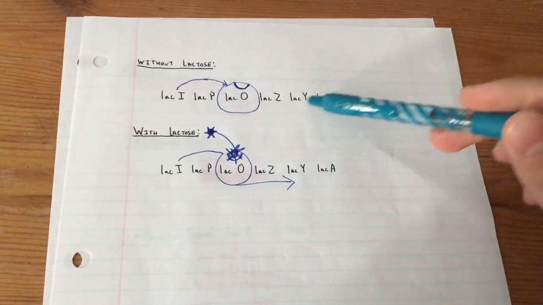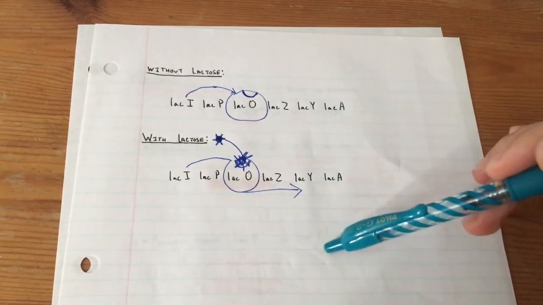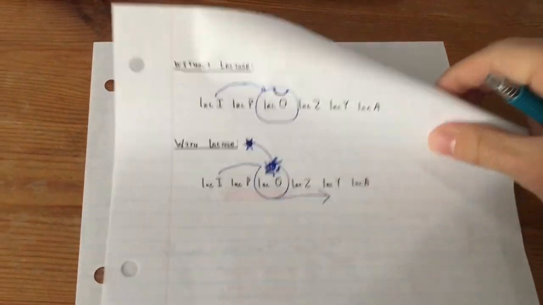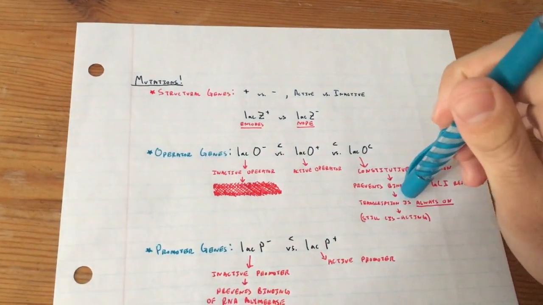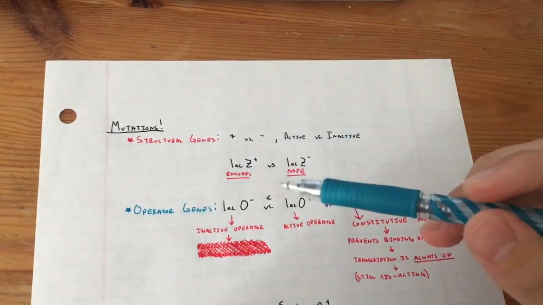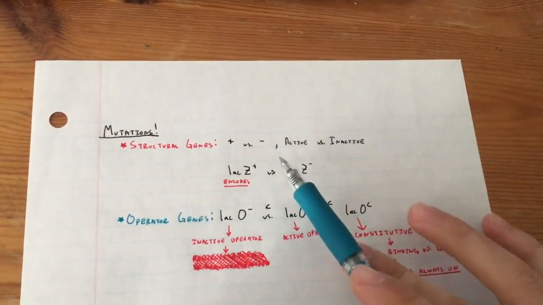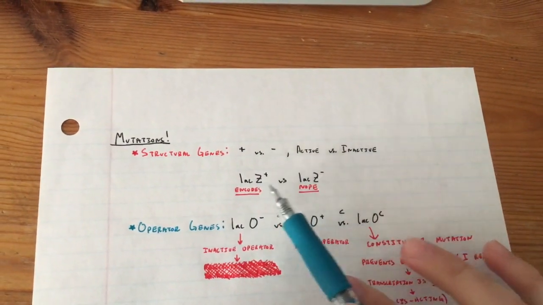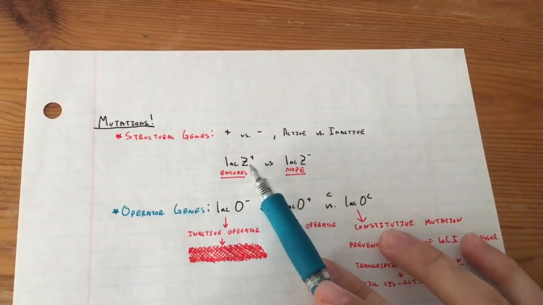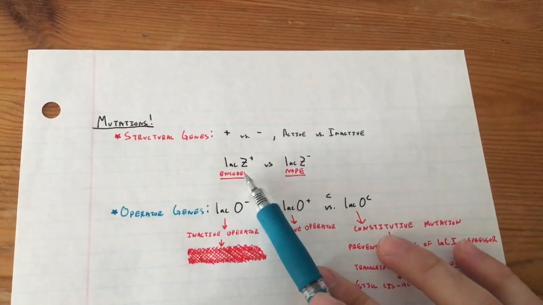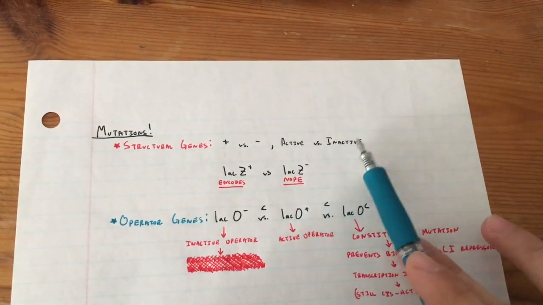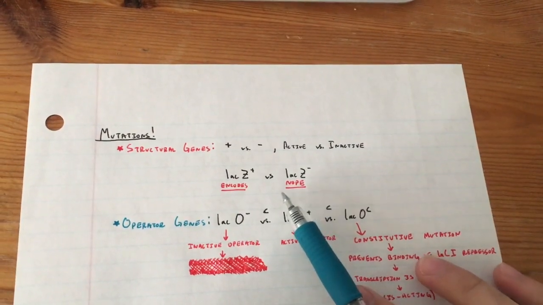Now, this is with all the genes operating as they should and nothing's going wrong, nothing's inactive, and so on. But we need to learn about that now, don't we? Yes, we do. Okay, so here we have some mutations and statuses of the genes. With our structural genes, we have plus and minus, which basically means active versus inactive. We see LAC-C plus, which is going to encode because it's an active structural gene, as opposed to LAC-C minus, which is an inactive gene. It's not going to encode anything.